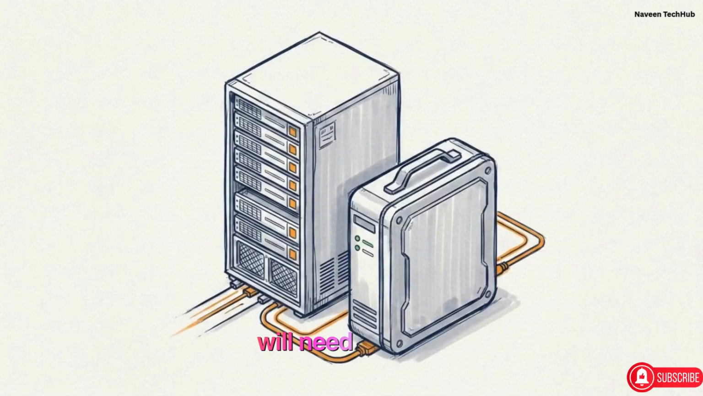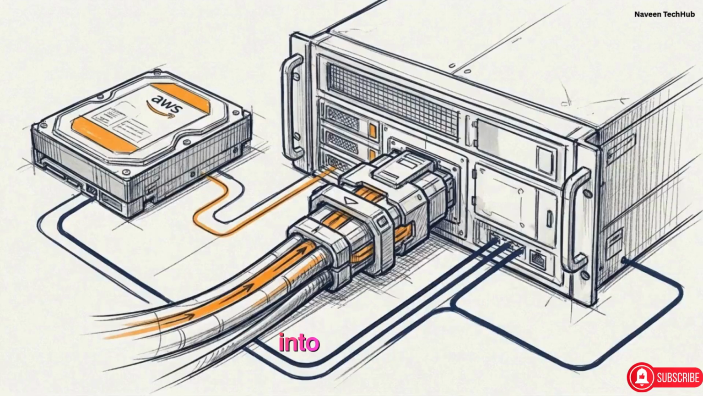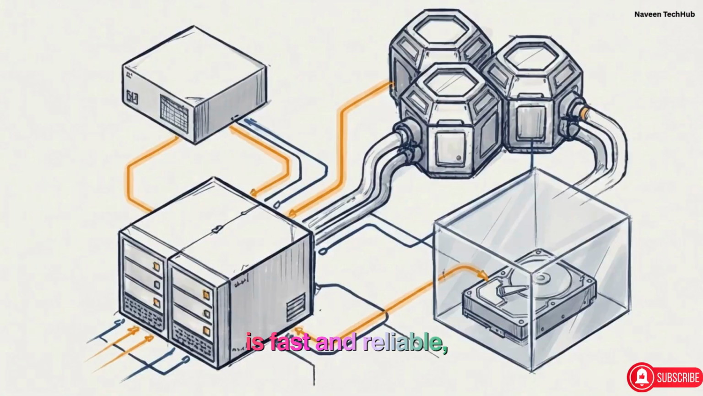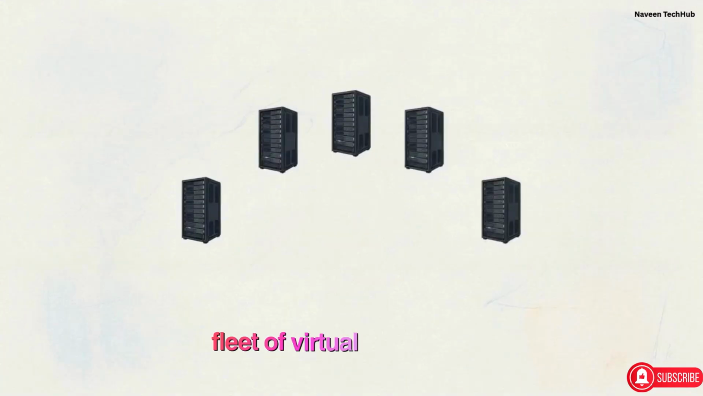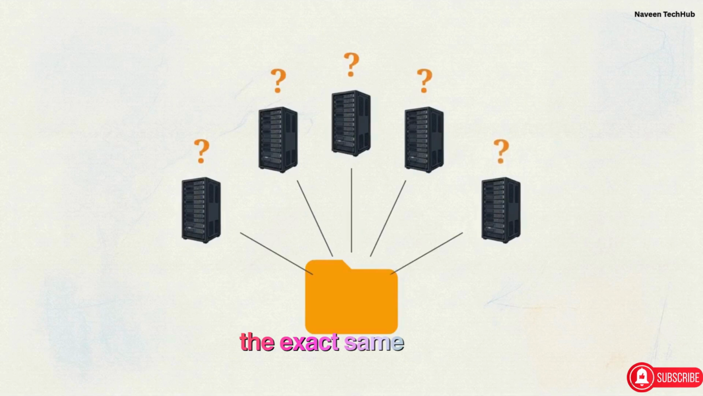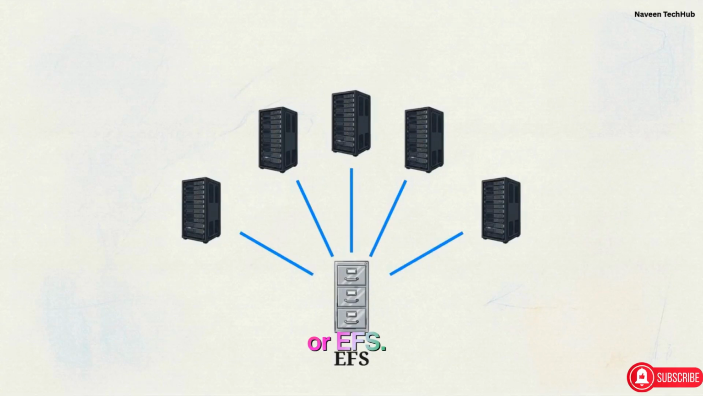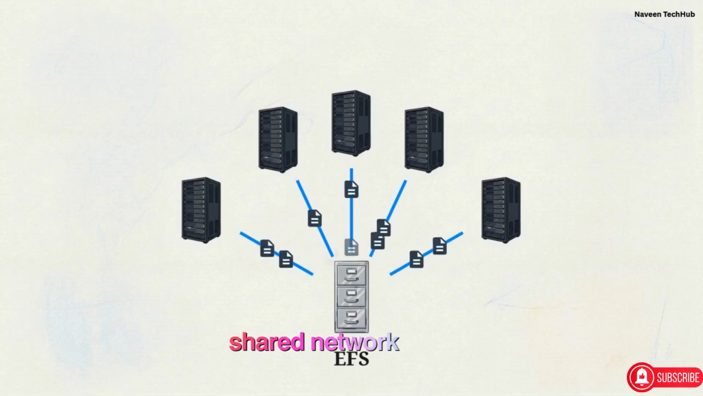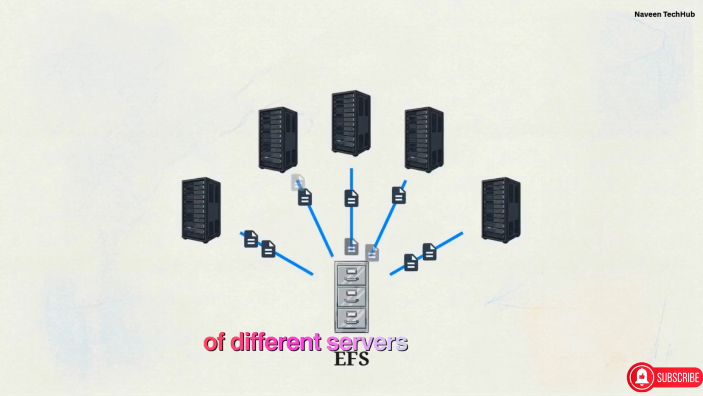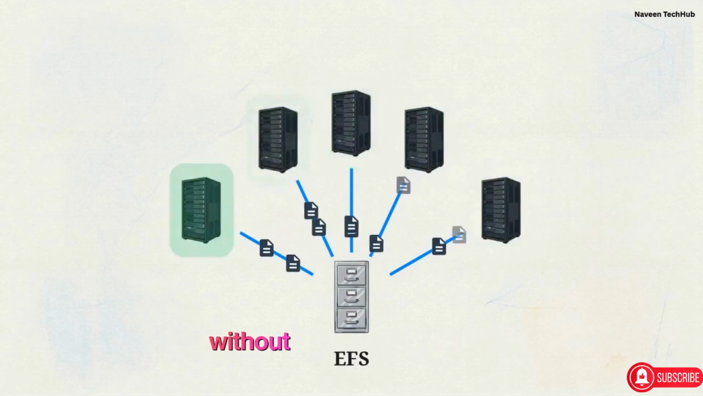Your virtual computers will need a place to store their files. Amazon Elastic Block Store, or EBS, is a virtual hard drive. You plug it directly into a single, specific EC2 server, just like plugging a USB drive into your laptop. It is fast and reliable, but it can only talk to one computer at a time. If you have an entire fleet of virtual computers that all need to read the exact same files at the same time, you use Amazon Elastic File System, or EFS. It acts as a massive shared network drive, letting hundreds of different servers access the same data simultaneously without getting confused.